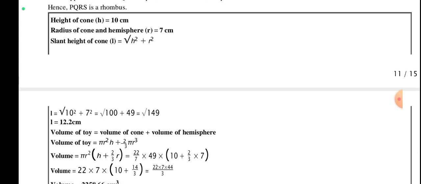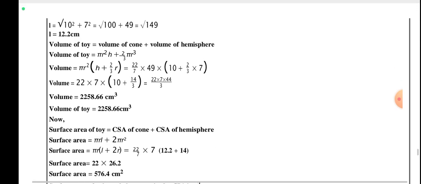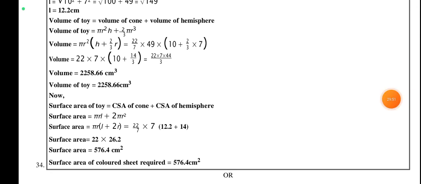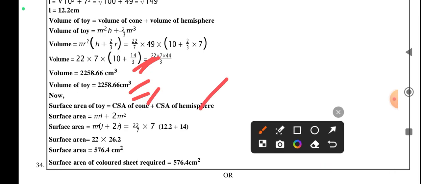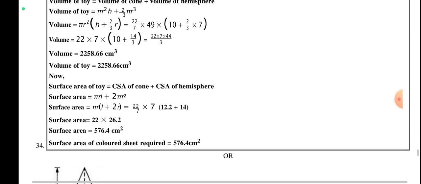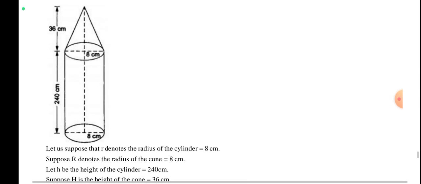And the next question: height is 10, and the radius, with cone and hemisphere given. L value 12.2. Getting the volume of the toy: pi r square h plus 2 by 3 pi r cube is expected, and the surface area of the toy, the CSA of the cone and the CSA of the hemisphere. Check, children.